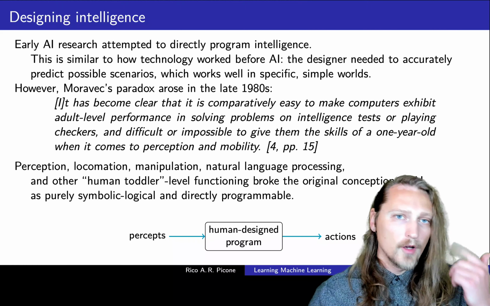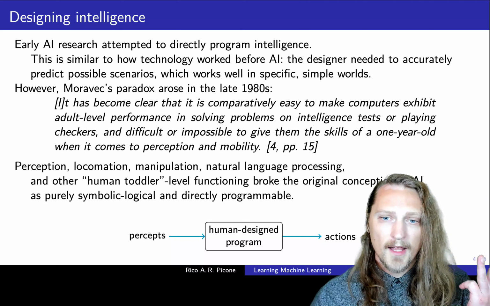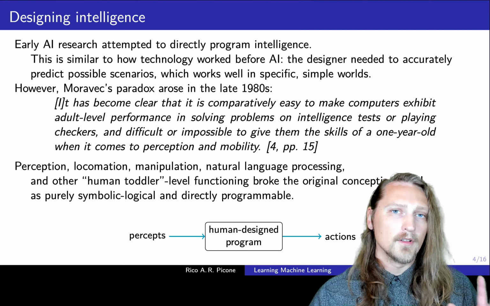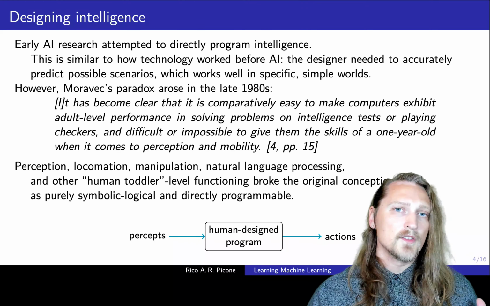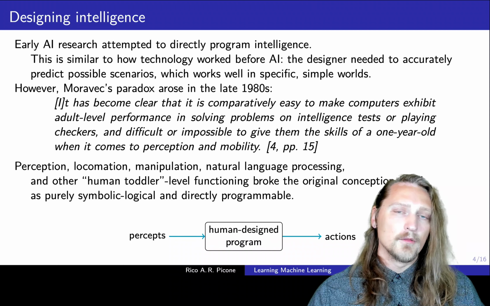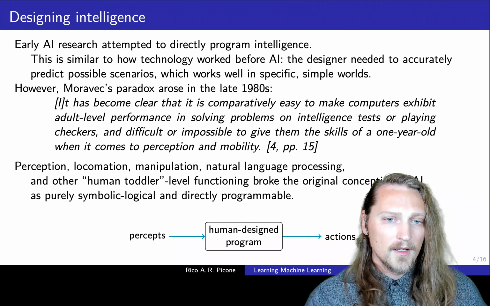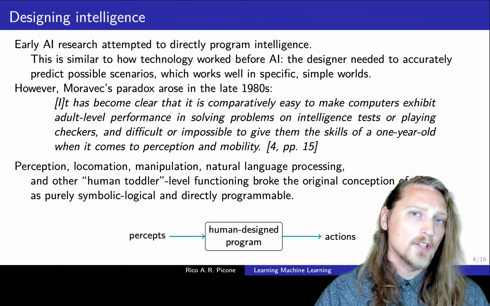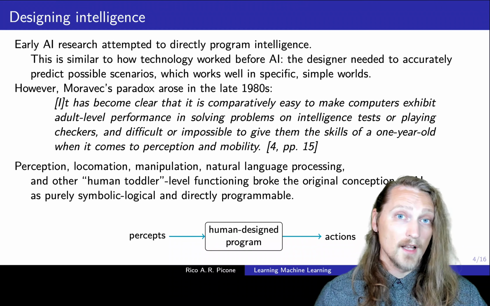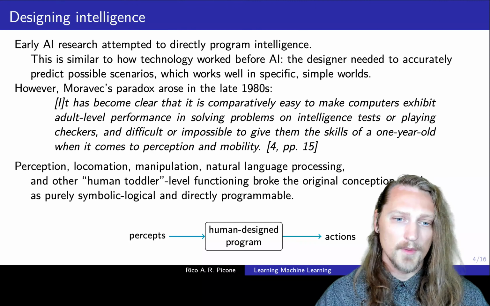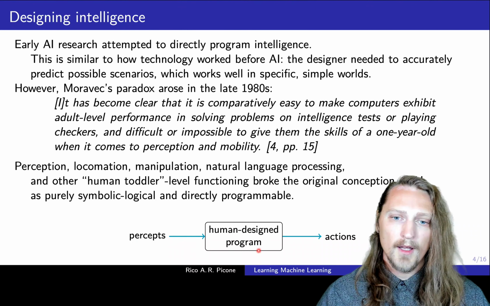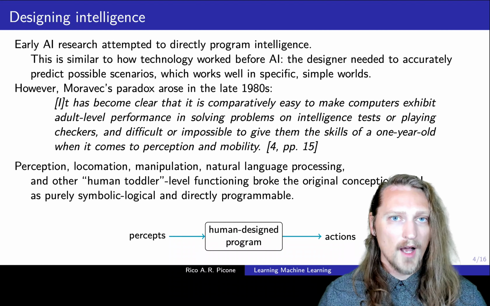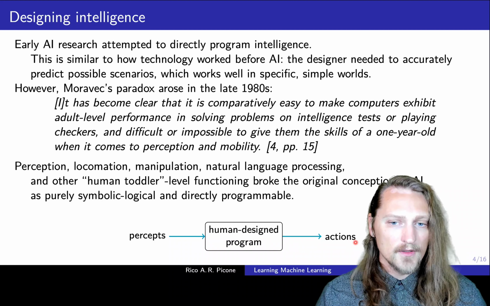So, perception, locomotion, manipulation, natural language processing, and other human toddler level functioning broke the original conception of AI as purely symbolical, logical, and directly programmable. So, unfortunately, these things that are easy for humans to do turned out to be very challenging for artificial intelligence or machine intelligence. So we see down here in the figure, percepts go in. We have some human-designed program that hopefully allows this system to operate intelligently in its actions.